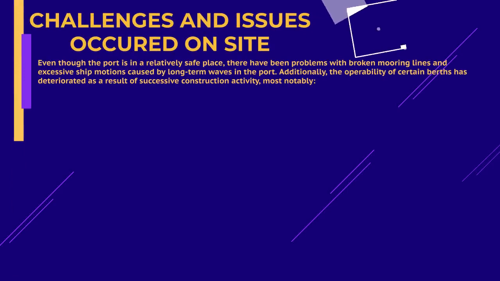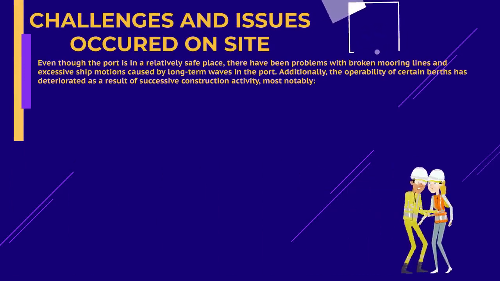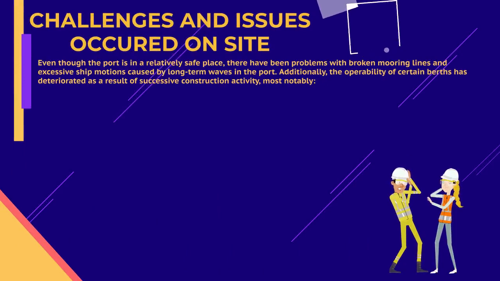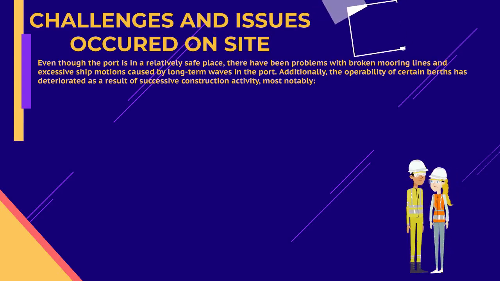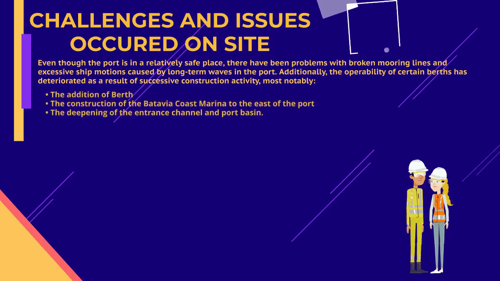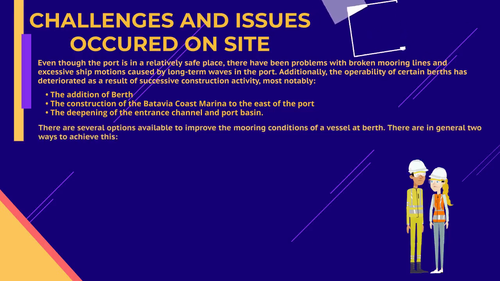Next, challenges and issues that occurred on site. Even though the port is in a safe place, there have been problems with broken mooring lines and excessive ship motions caused by long-period waves in the port. Additionally, the operability of certain berths has deteriorated as a result of successive construction activity, most notably the addition of berths, the construction of the Batavia Coast Marina to the east of the port, and the deepening of the entrance channel and port basins.